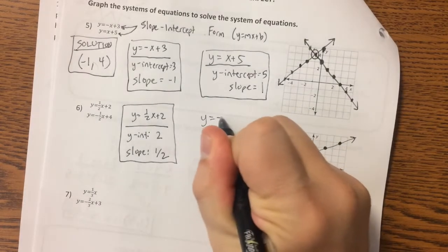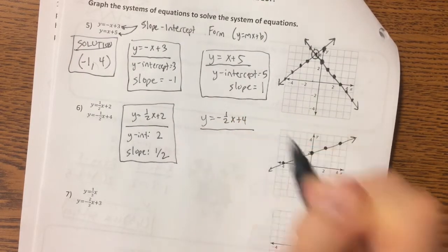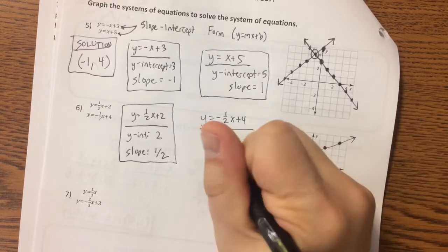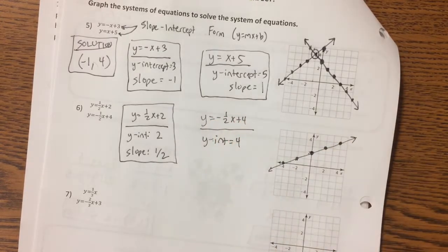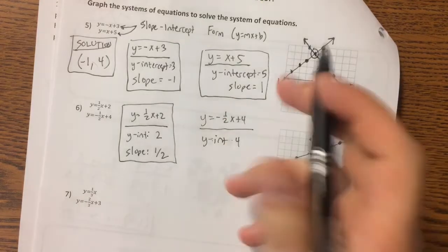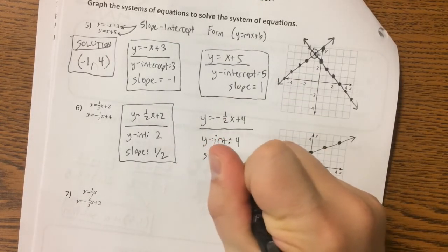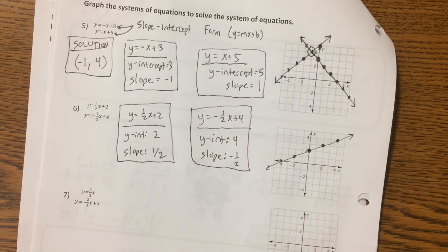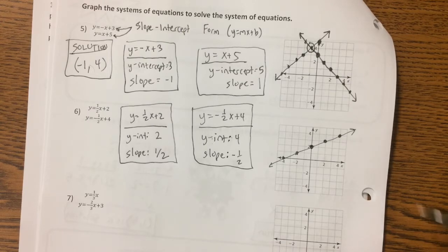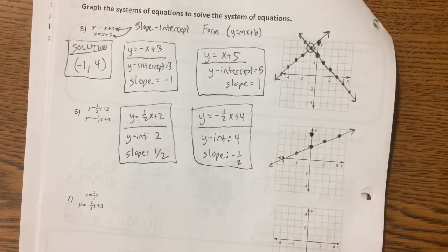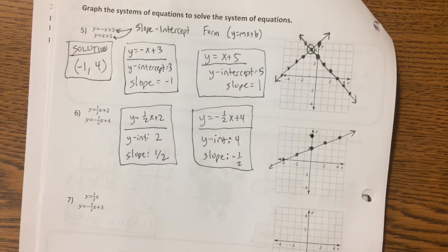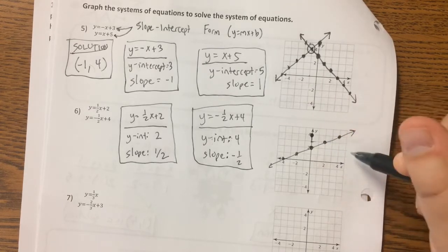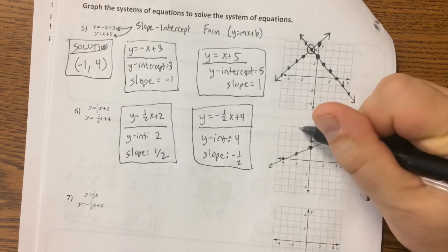If I have y equals -1/2 x plus 4, in this case, my y-intercept is 4. And my slope is -1 over 2. So we're going to start with the y-intercept, 4. My slope is -1/2, so I need to go down 1 to the right 2. Down 1 to the right 2. We sort of found our solution right away, but I'm going to continue the line just so I have the whole thing graphed out.